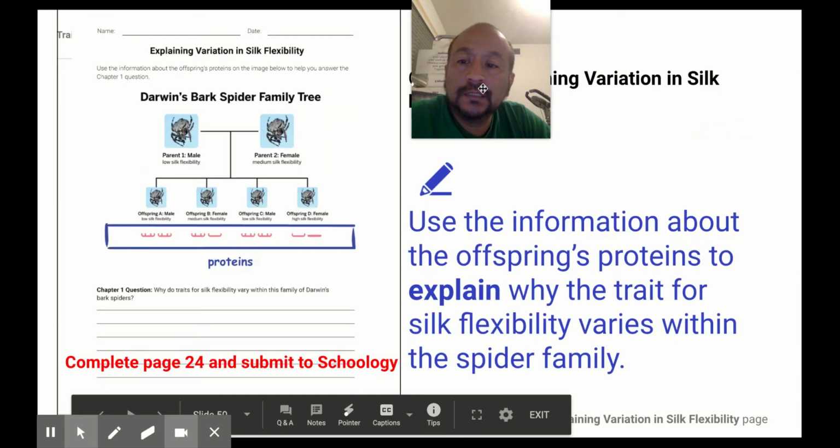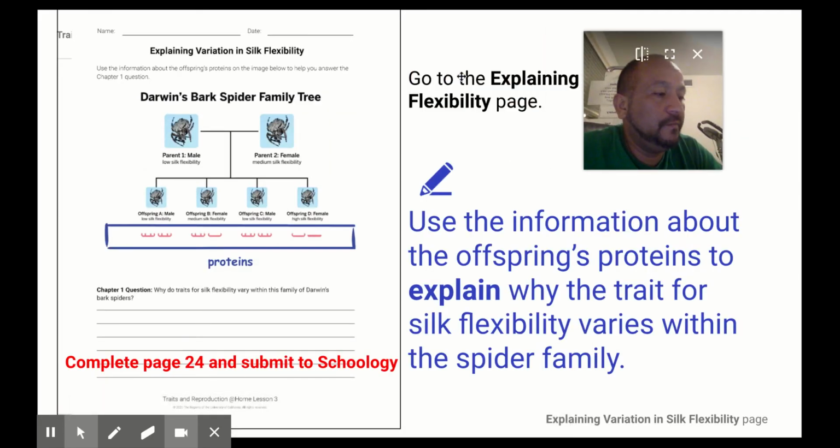Let's move on to the next slide. And here we have page 24. You should have your books with you, guys. Page 24. The question is, why do you think offspring B has the medium silk flexibility trait? That's the question that we're asking, and it's different than what's there, but we're going to answer that question.